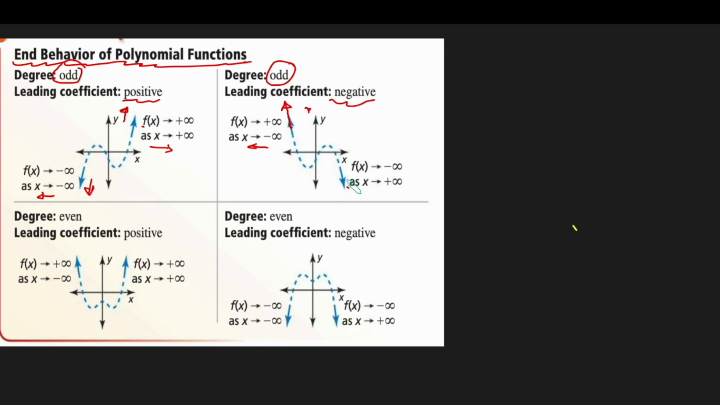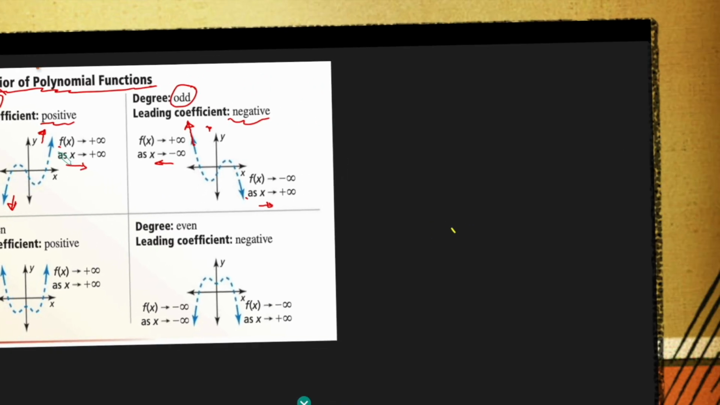If we look at the bottom portion, we can see that x is going to the right. So it is approaching positive infinity. F of x, which is the y, is going down. So it is approaching negative infinity.